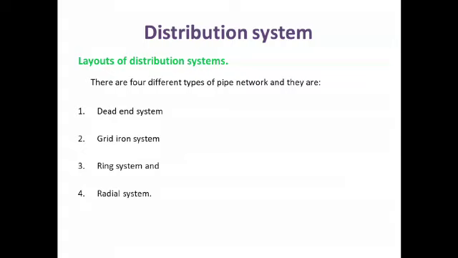Now, let me go with the layouts of distribution systems. There are four different types of pipe network, and they are the dead end system, gridiron system, ring system and radial system. We shall go through these four different pipe networks one by one.